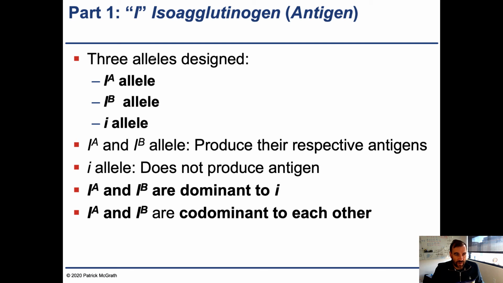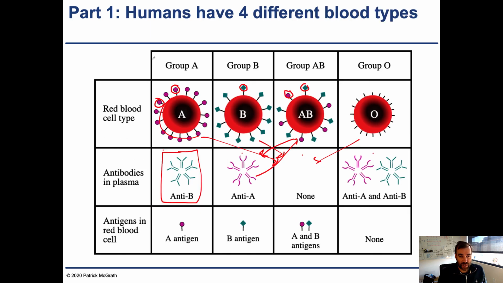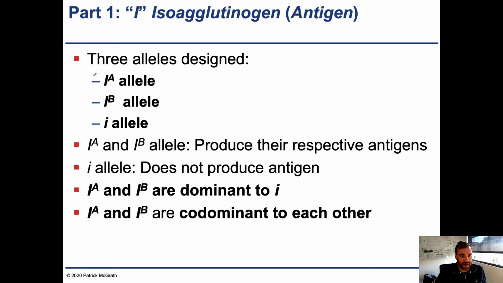All right, so what are the genetics? We've talked a lot about the phenotype, your blood type, but what are the actual genetics that control which of these antigens you express? It turns out that this is all controlled by a single gene, Isoagglutinogen, and this controls what antigens are expressed. There are actually 3 different alleles that segregate in the human population: the IA allele, the IB allele, and the little i.